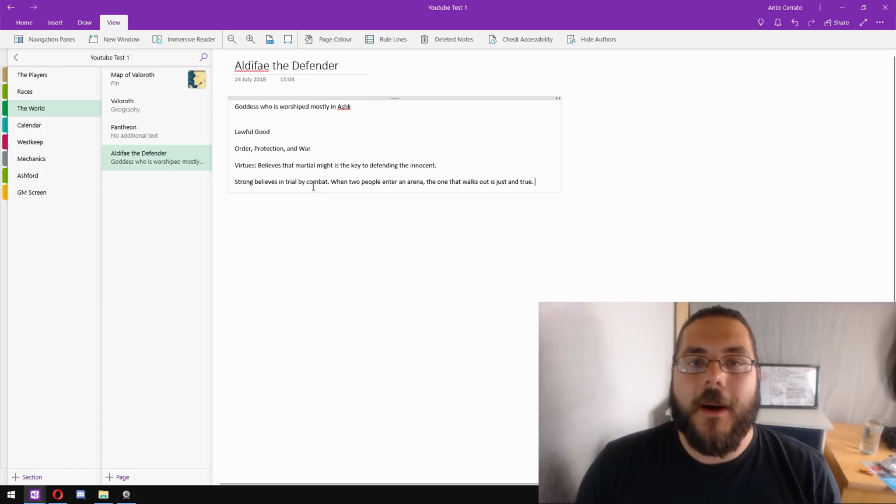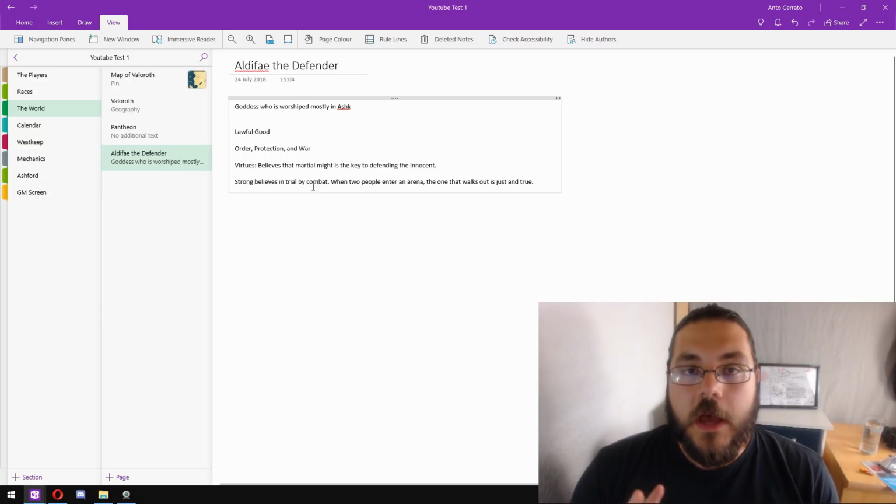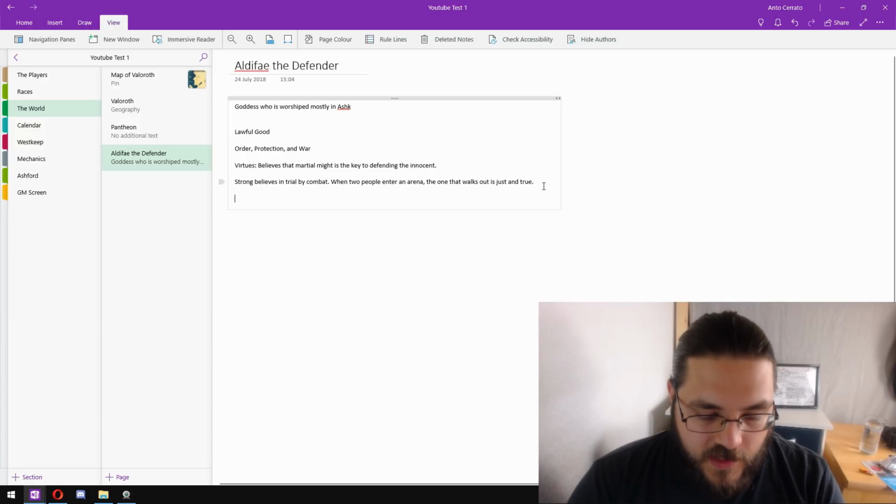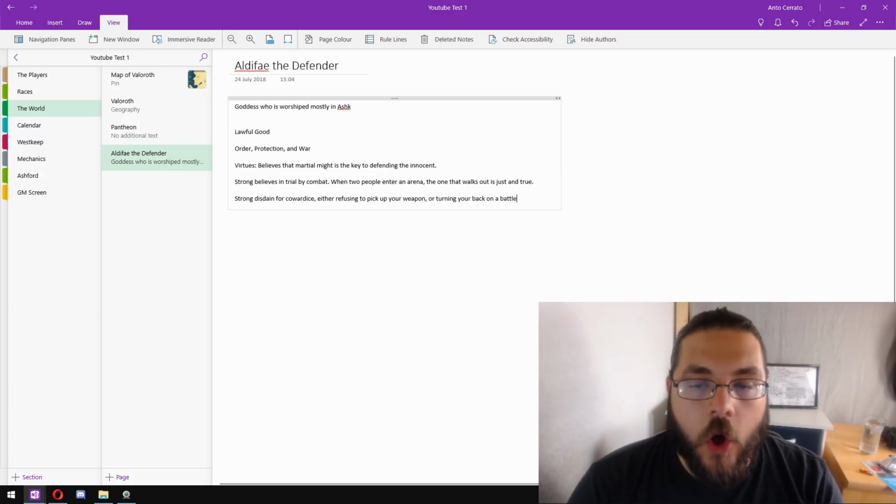So that tells us a lot about how a culture built around this goddess would work, how their legal system might be structured. At the same time, I think that there would be a strong disdain for cowardice, either refusing to pick up your weapon or turning your back on a battle, on an honourable battle.